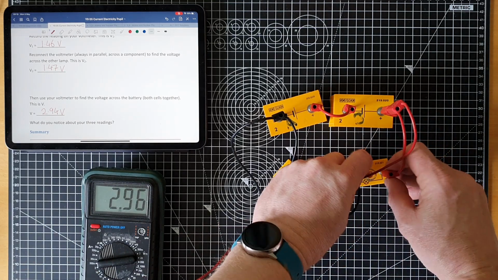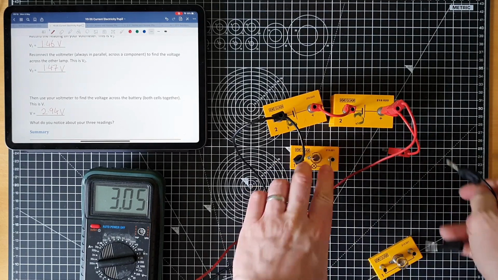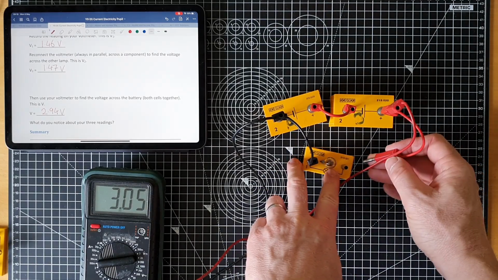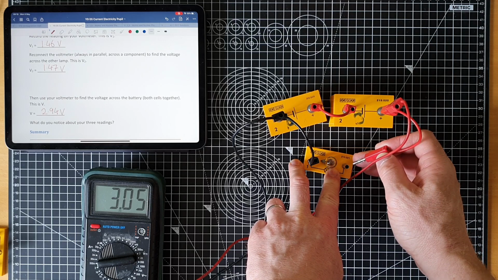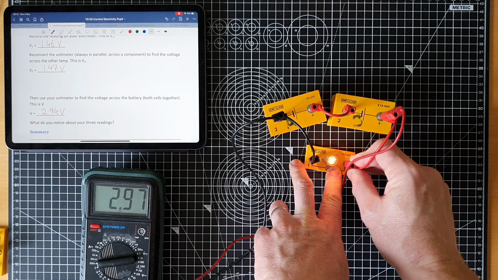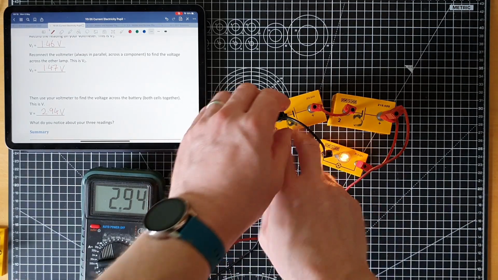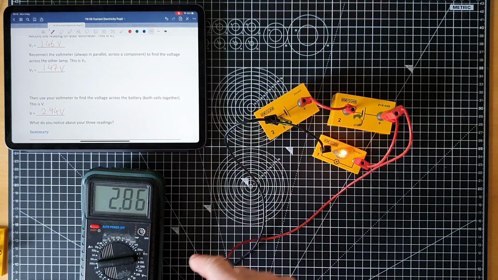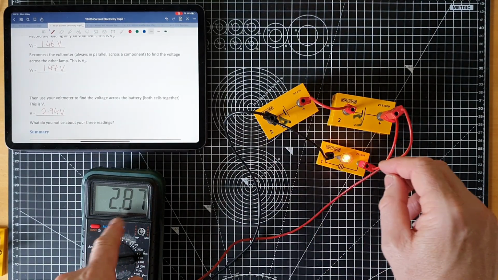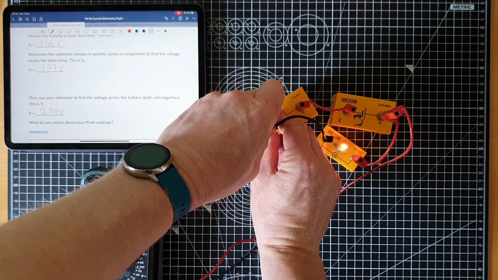If I took one bulb out and plugged it in, what would we expect to happen to the brightness of the bulb? It should be brighter. Now, why is it brighter? Again, we've still got roughly 2.9 volts going in.